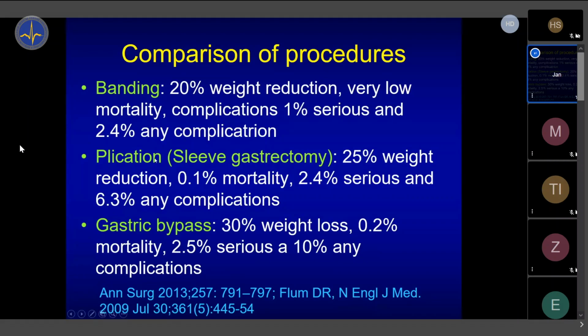Look at the plication. In plication, you can expect 25% weight loss, but you have some very limited mortality, but there is mortality. And it's at the level of planned laparoscopic cholecystectomy. Everything is done laparoscopically today, all of these operations. Mortality and morbidity is similar to laparoscopic cholecystectomy. So, not zero, that would not be fair, but not tremendously dangerous. Of course, for the bypass, you have more weight loss, quite understandably. It's a more severe operation, but also you have 2.5% of serious, 10% of any complications.